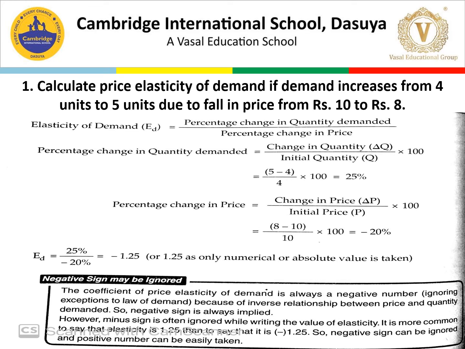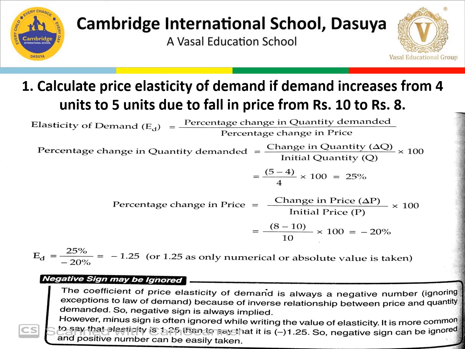Then is the percentage change in price, similarly calculated. The original, initial price P is 10 and the new price P1 is 8. So how are we calculating? P1 minus P, that is change, delta P. So that is 8 minus 10, and over 10, the original initial price, into 100. Now it is equal to minus 20%. So ED is equal to 25% over minus 20%, so it will be equal to minus 1.25.